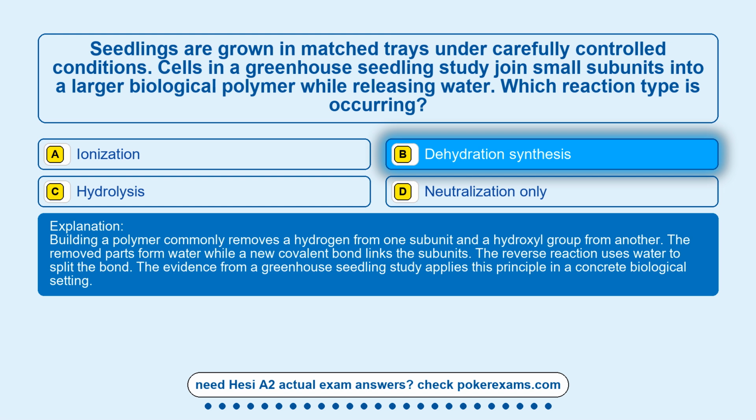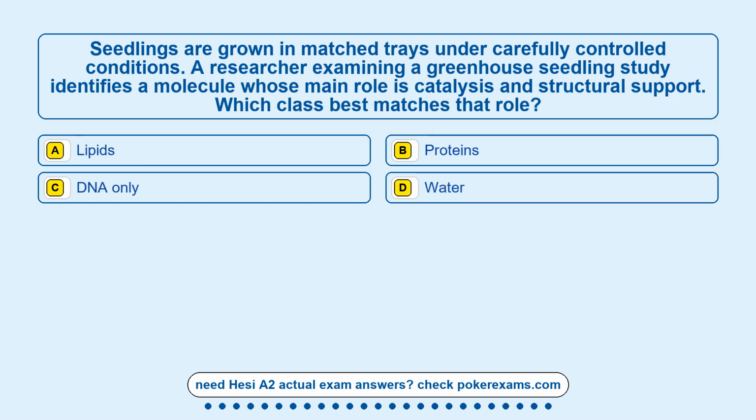The evidence from a greenhouse seedling study applies this principle in a concrete biological setting. Question 15. Seedlings are grown in matched trays under carefully controlled conditions. A researcher examining a greenhouse seedling study identifies a molecule whose main role is catalysis and structural support. Which class best matches that role?